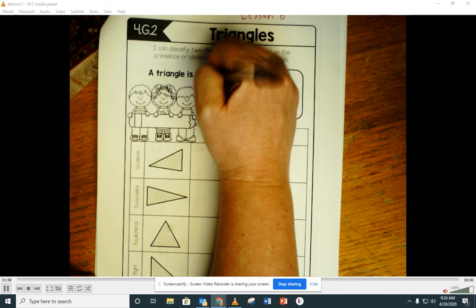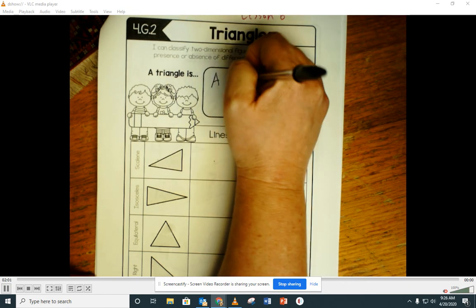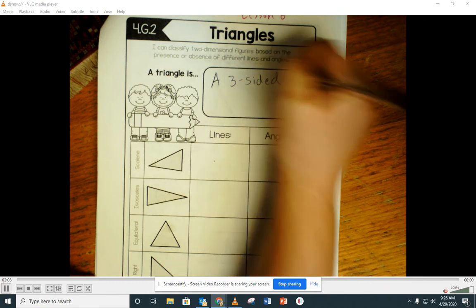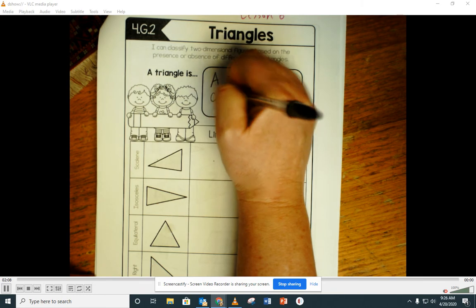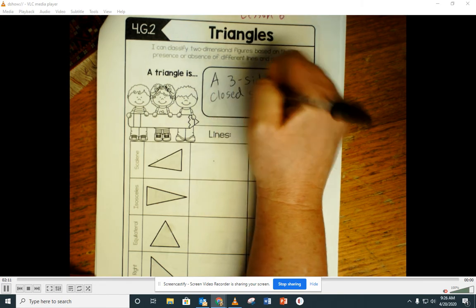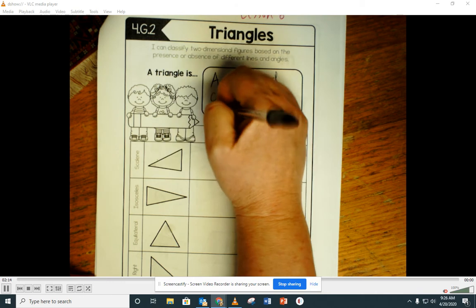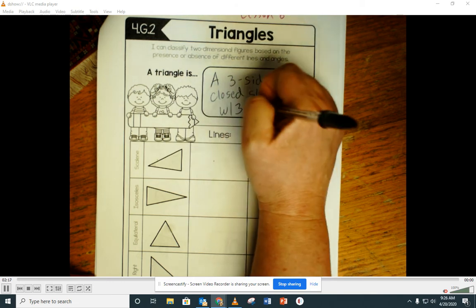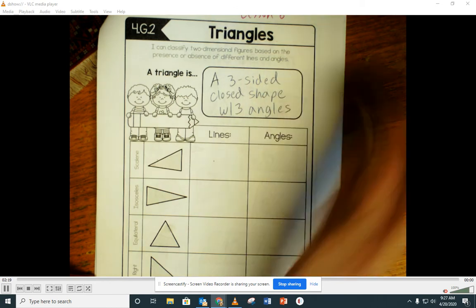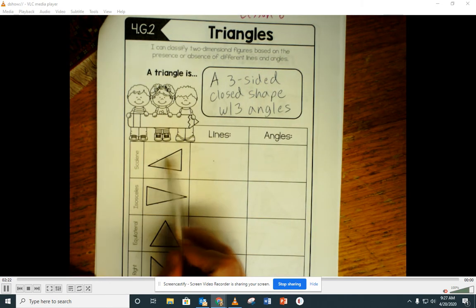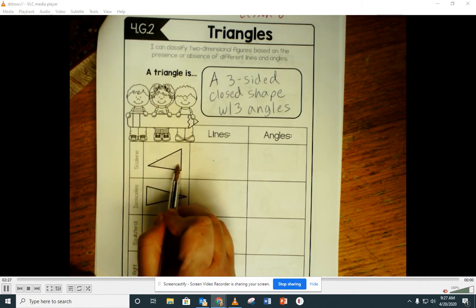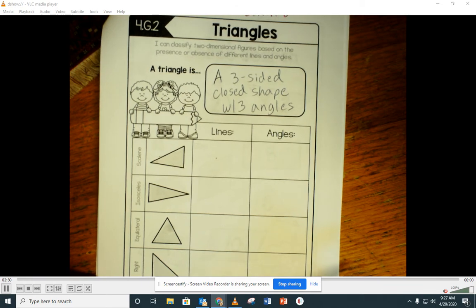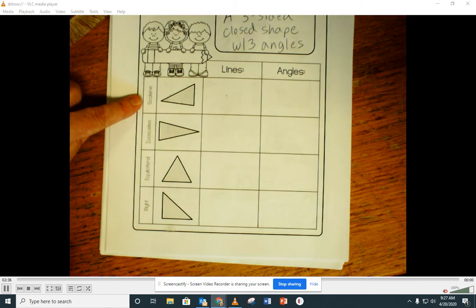A triangle is a three-sided closed shape with three angles. So in a triangle, you have three sides or three lines, and there are 1, 2, 3 angles in a triangle. So the first triangle that we are going to look at is called a scalene triangle.